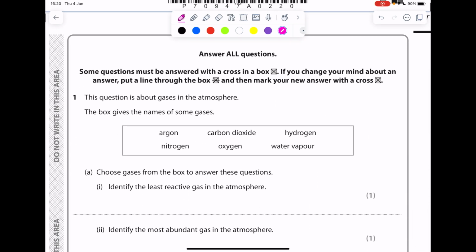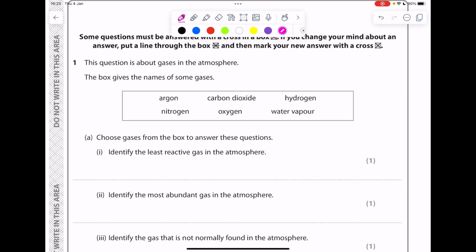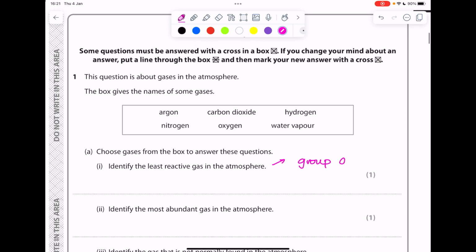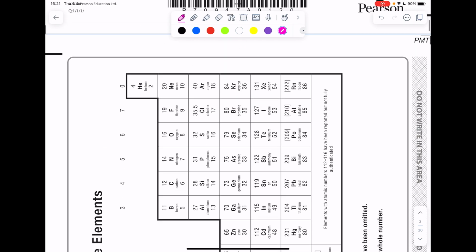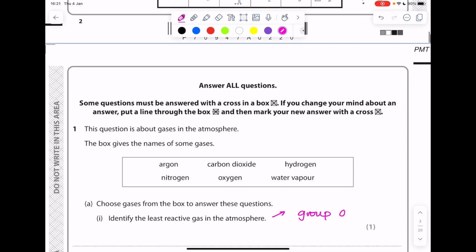This question is about gases in the atmosphere. The box gives the names of some gases. Choose gases from the box to answer these questions. Identify the least reactive gas in the atmosphere. So we need a group 0 element. So we're looking down this column and it's argon.